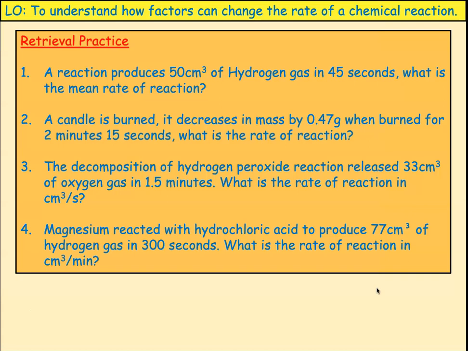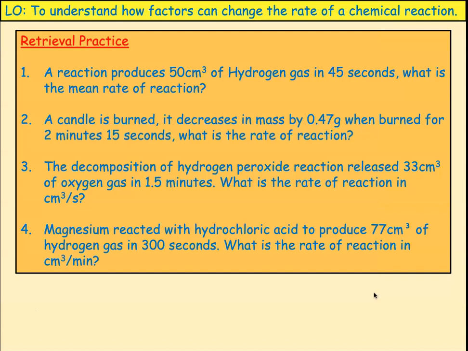A candle is burnt and it decreases its mass by 0.47 grams when burned for 2 minutes and 15 seconds. What is the rate of reaction? The decomposition of hydrogen peroxide reaction released 33 centimeters cubed of oxygen in 1.5 minutes. What is the rate of reaction in centimeters cubed per second?